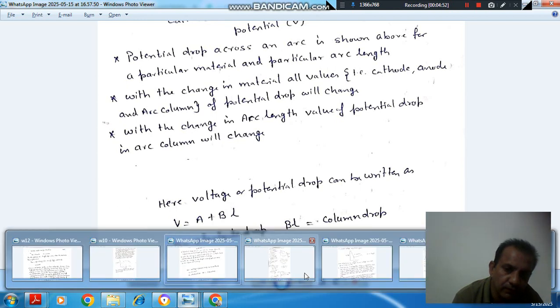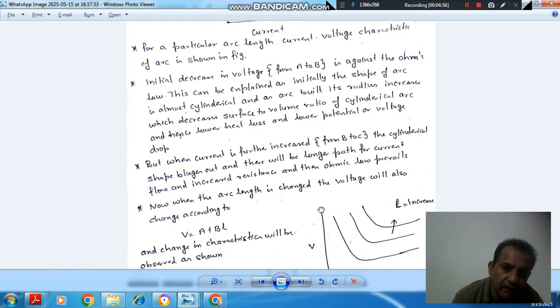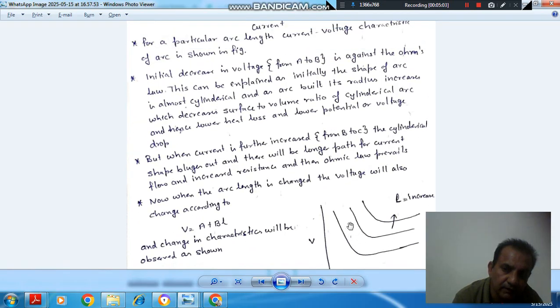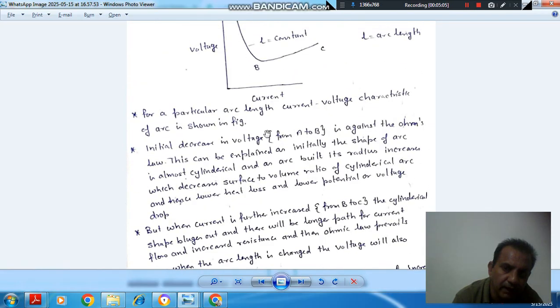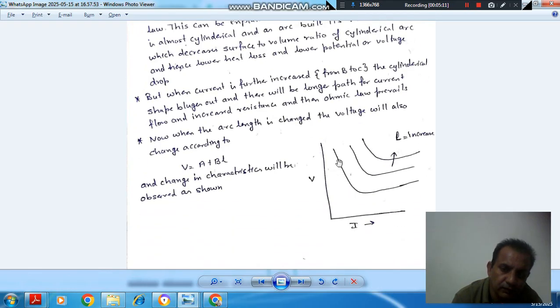So as arc length increases, the voltage also increases. So we can draw different characteristics. So this is for a particular L. Now if L increases, it will be higher. So these are different characteristics. This is for L1, this is for L2, this is for L3.